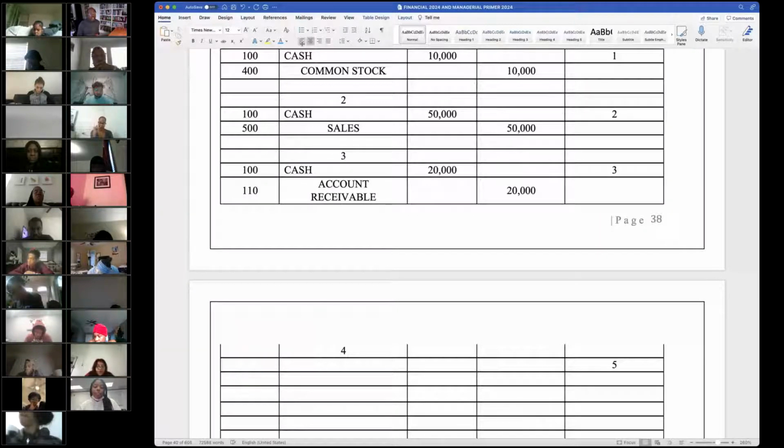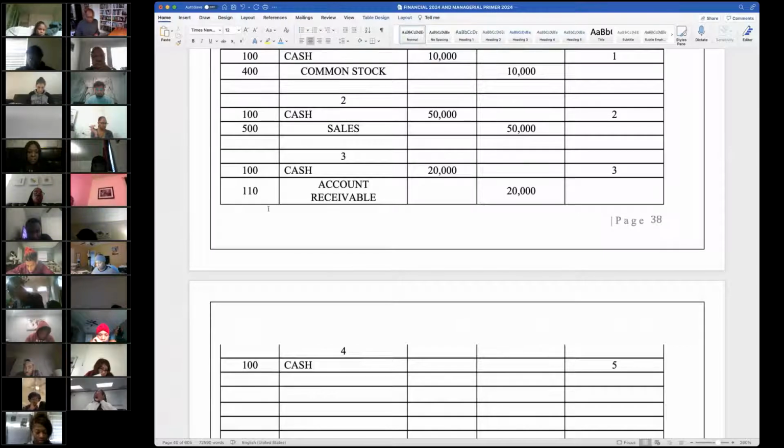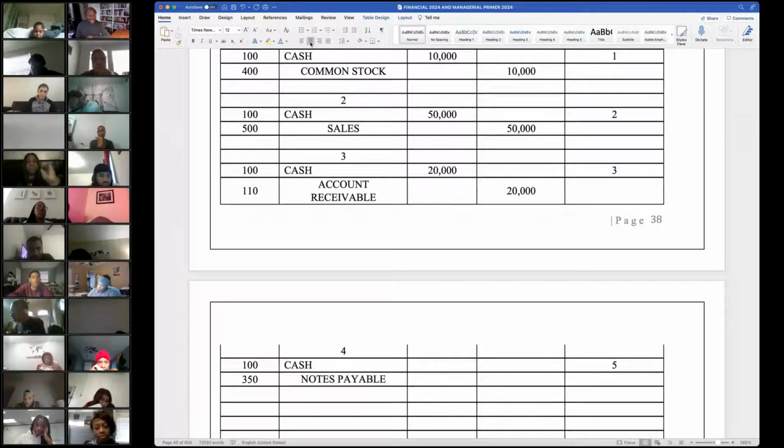So notice I'm just coming straight down the list. Cash is 100 and the credit is the short-term note, right? Notes payable, which is... Isn't that short-term? In your chart of accounts, isn't there a short-term notes payable? There isn't one listed that way. Okay, well just go to note. What's note payable? Under long-term liabilities, it's 350. Okay, that's fine. And our amount was how much? $25,000.